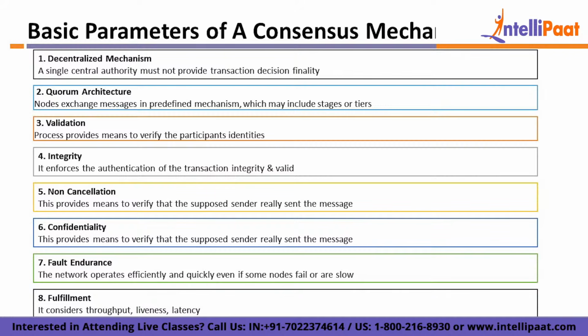And the last parameter that should be considered while designing your consensus mechanism is fulfillment. That means it considers throughput, liveness, and latency. All should be considered. That means your consensus mechanism should not be complicated or designed in a manner that creates unnecessary slowness, complexity, and latency while performing the validations inside the blockchain network.